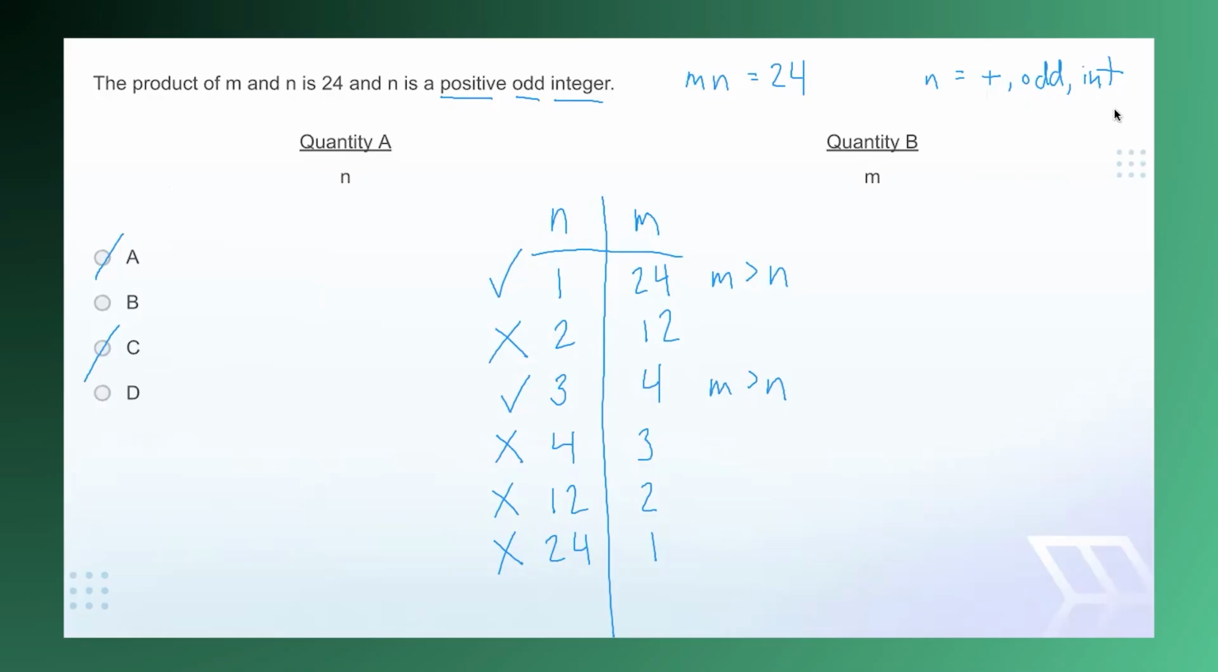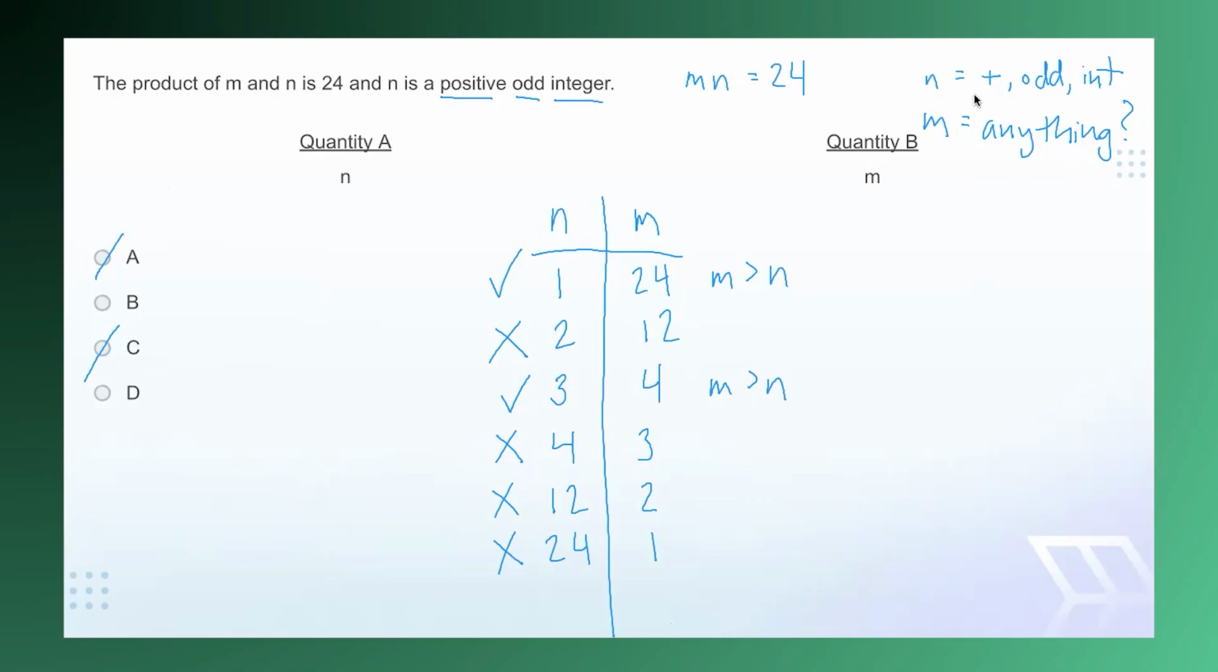Okay, well, what about m? Well, our question stem doesn't say anything about m, so in theory, it could be anything? Now let's dig into that a bit. We remember that this is a number properties question, and we know that different number properties can really change our math. So let's think about the different number properties that m could, in theory, have.